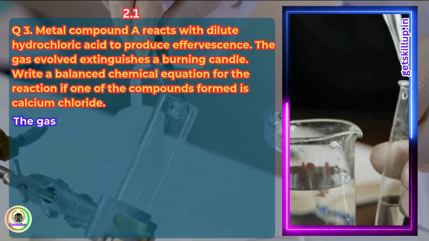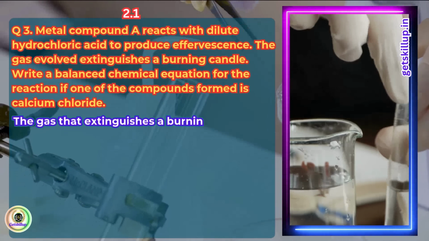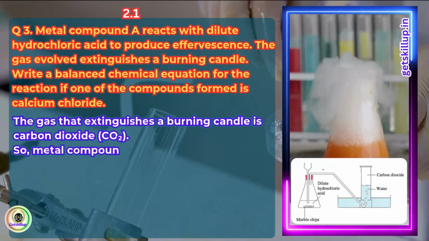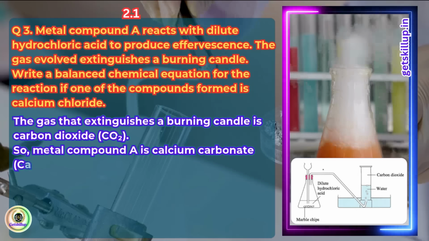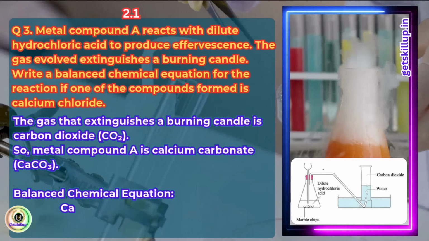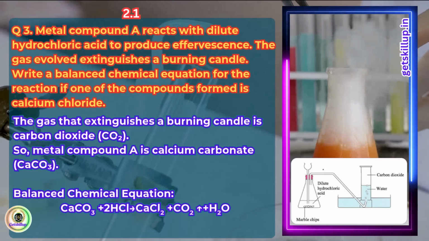Answer. The gas that extinguishes a burning candle is carbon dioxide, CO2. So, metal compound A is calcium carbonate, CaCO3. Balanced chemical equation: CaCO3 plus 2HCl gives rise to CaCl2 plus CO2 plus H2O.